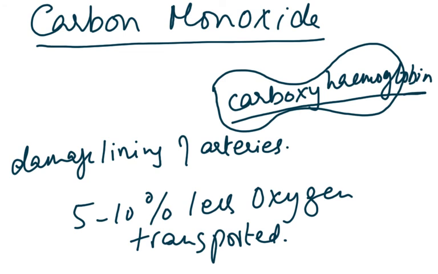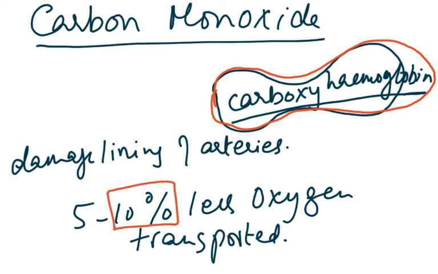That means this red blood cell now, which has carboxyhemoglobin, is not going to transport oxygen for you. So if you have 100 million red blood cells, 10 million of them are lost. 5 to 10% less oxygen is going to be transported. So this means that hemoglobin does not become fully oxygenated, and 10% less oxygen is reaching the body cells. So less oxygen is supplied to the heart muscle, putting a strain on it, especially when the heart rate increases during exercise. And also, carbon monoxide damages the lining of the arteries.